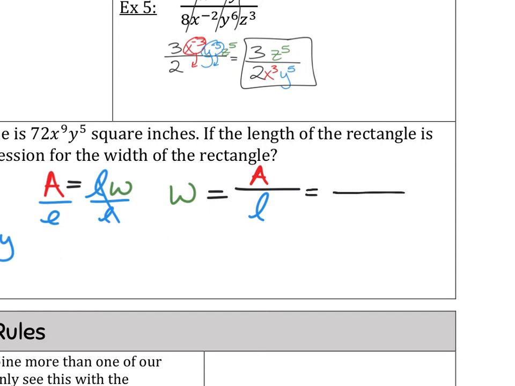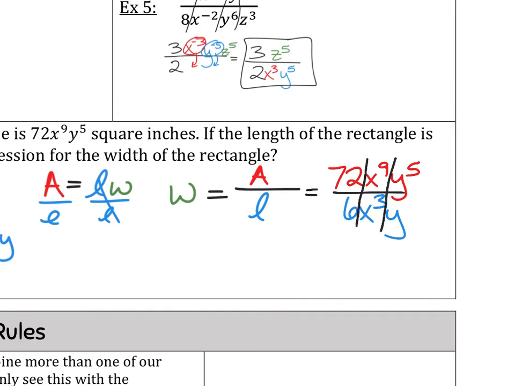So my area was 72x to the 9th, y to the 5th. And my length was 6x to the 3rd, y. Is that right? Yeah. What kind of problem is this now? It's a dividing problem, right? We know the dividing rules. The dividing rules say divide the big numbers like normal and subtract the small numbers. So I'm going to split mine up again because I think that's helpful.